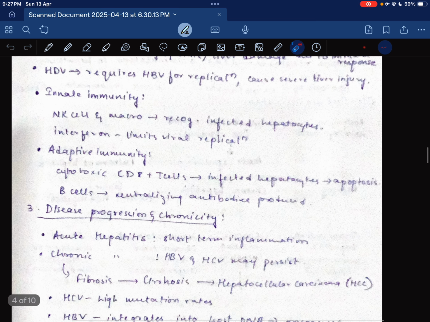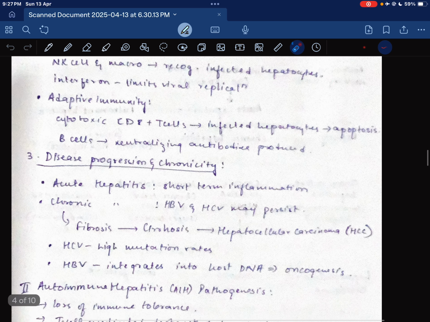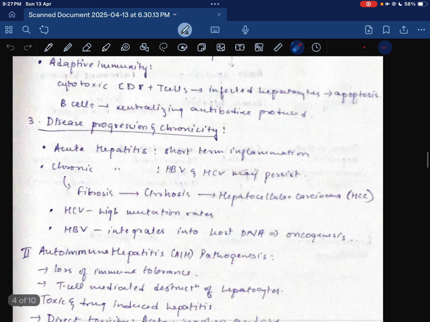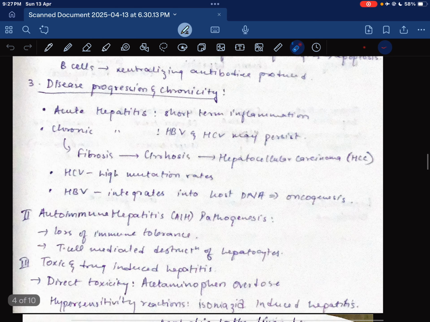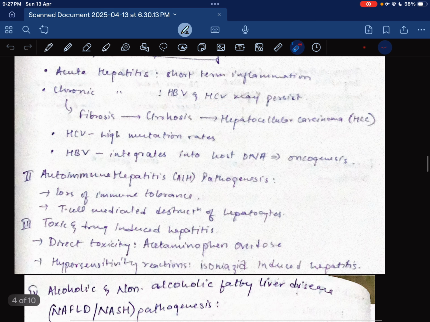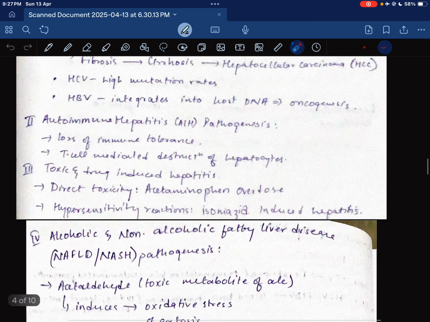Innate immunity: NK cells and macrophages recognize infected hepatocytes. Interferon limits viral replication. Adaptive immunity: cytotoxic CD8 plus T cells attack infected hepatocytes, leading to apoptosis. B cells produce neutralizing antibodies. Disease progression and chronicity: acute hepatitis is short-term inflammation. In chronic hepatitis, HBV and HCV may persist, causing fibrosis, then cirrhosis, and then hepatocellular carcinoma. HCV has high mutation rates. HBV integrates into host DNA and causes oncogenesis.